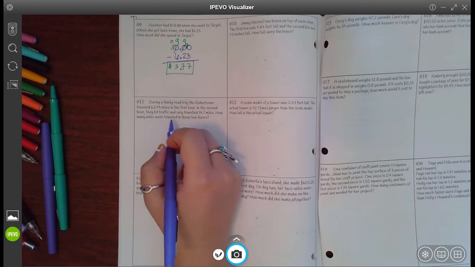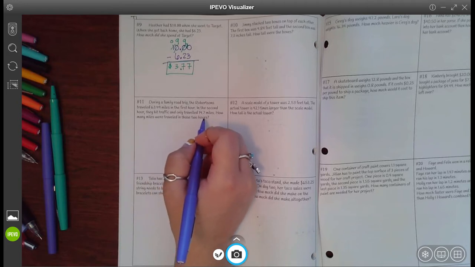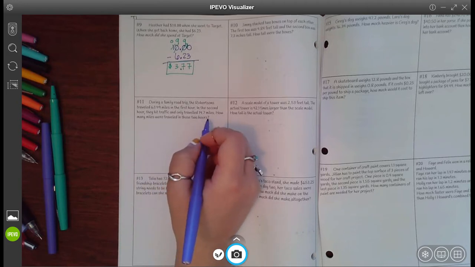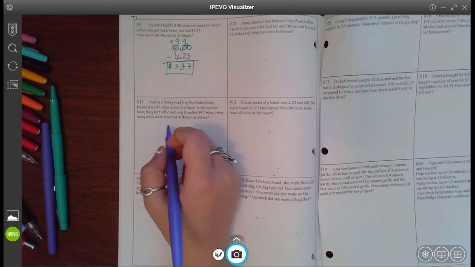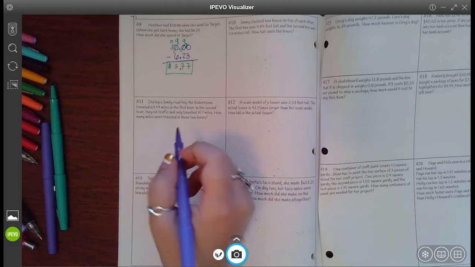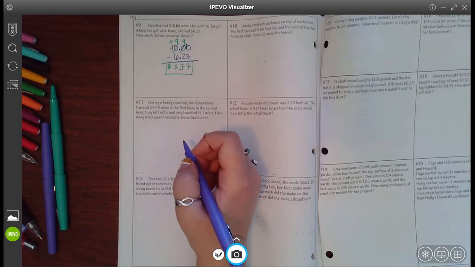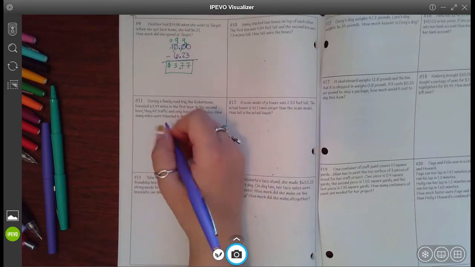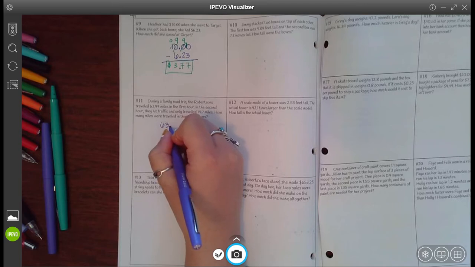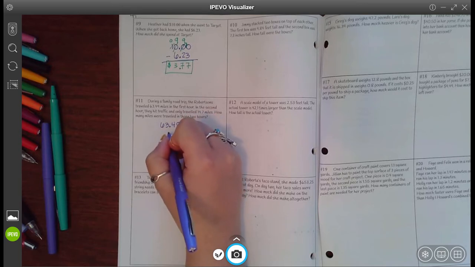In the second hour, they hit traffic and only traveled 14.7 miles. That second hour was sad. Okay, how many miles were traveled in those 2 hours? I want to find the total distance that you went in those 2 hours. So what do you think I should do? Hopefully you said add. Line up your decimal.